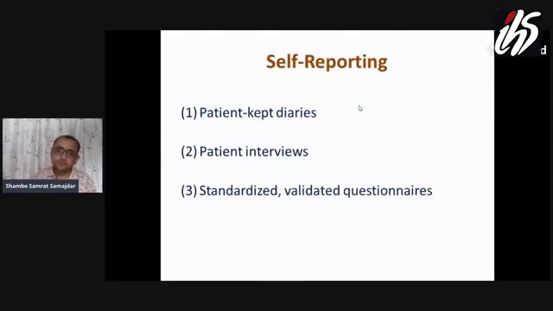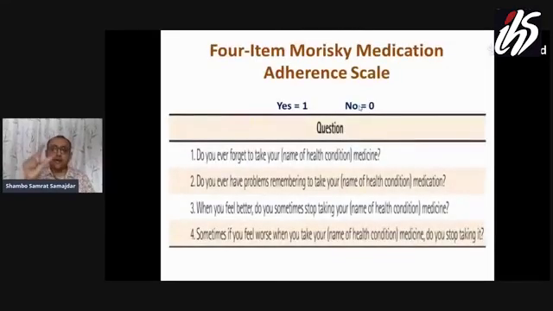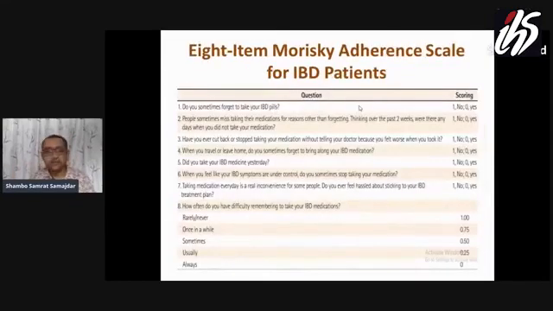There are some self-reporting methods, like patient-kept diaries, patient interviews, and some standardized validated questionnaires. This is one very popular scale, the 4-item Morisky Medication Adherence Scale. We will find it on the net, so we can understand the score and we can judge the adherence.